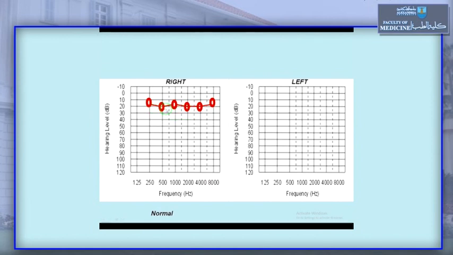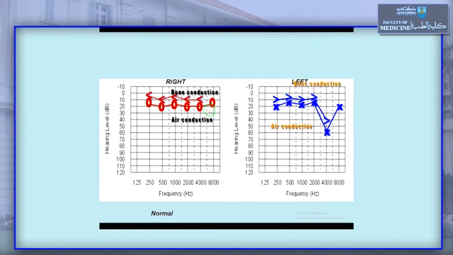So all these marks represent thresholds for air conduction in the right ear. We do the same thing for bone conduction, and that's the internationally known symbol for air and bone conduction threshold for the right ear. We do the same thing for the left ear. Now, this case, the right ear shows normal hearing. Why normal hearing? Because all the thresholds are above the 25 decibel line, which means that numerically the thresholds are less than 25 decibel. So this is a case of normal hearing in the right ear.